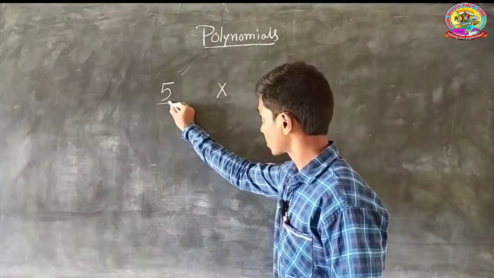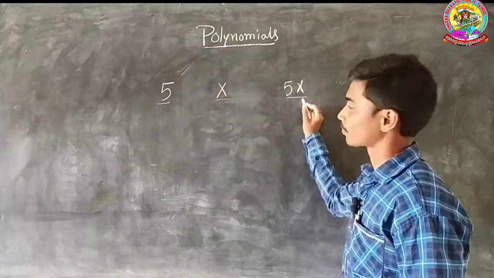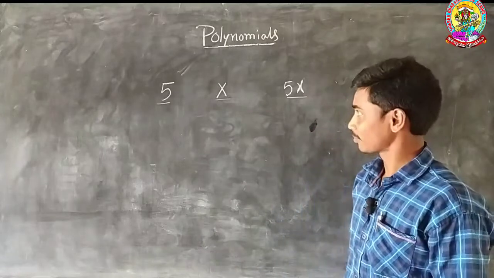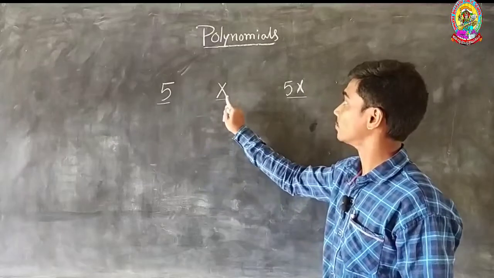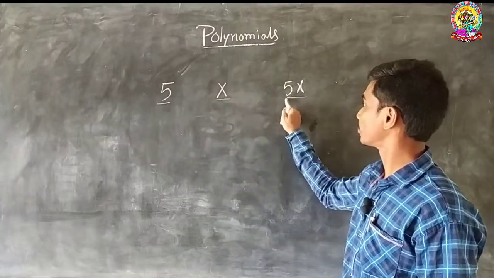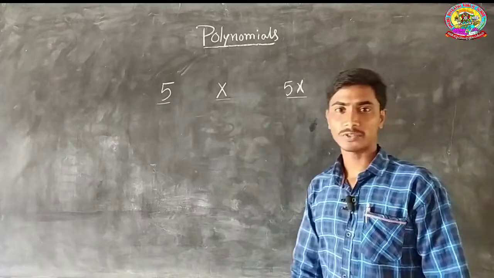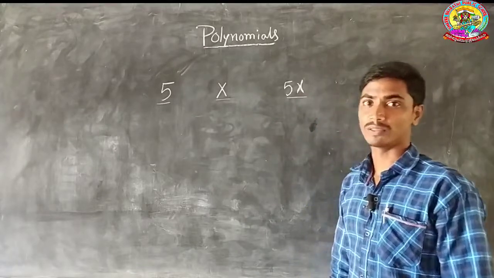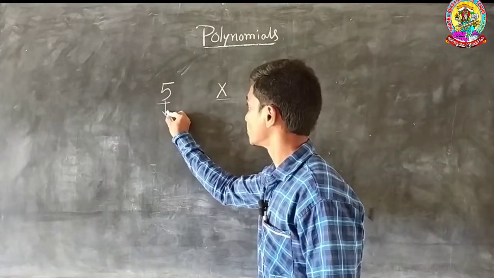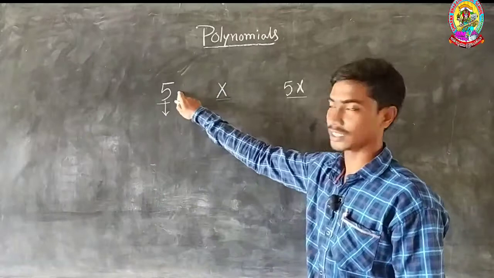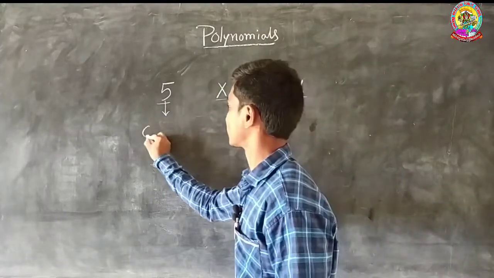5 is also called a term. X is also called a term. 5x is also called a term. Which means a term is a number or a variable or a multiplication of a number and a variable. Here I used the words variable and number. The value of 5 is always constant everywhere. That's why it is called a constant.